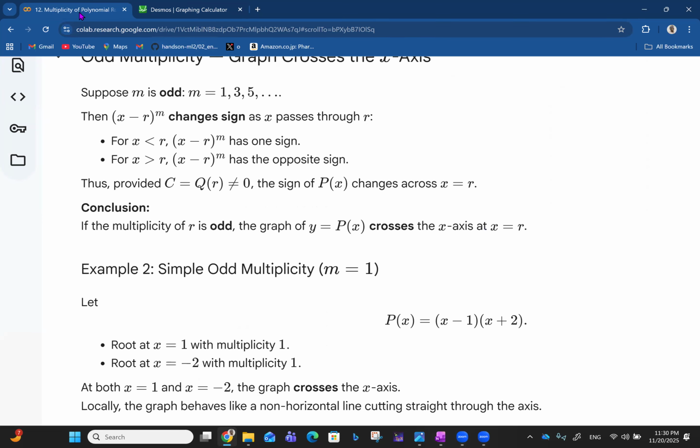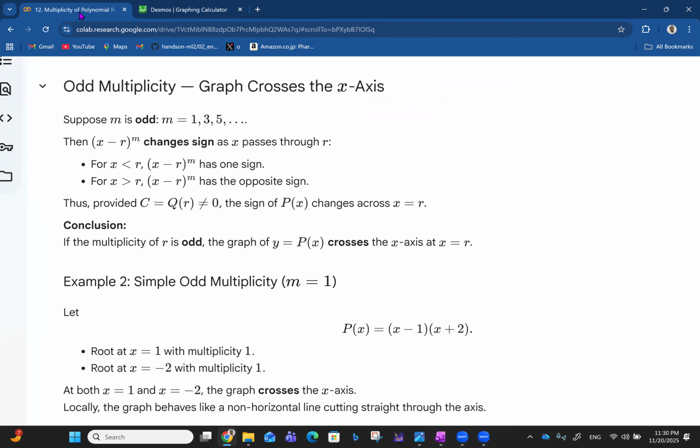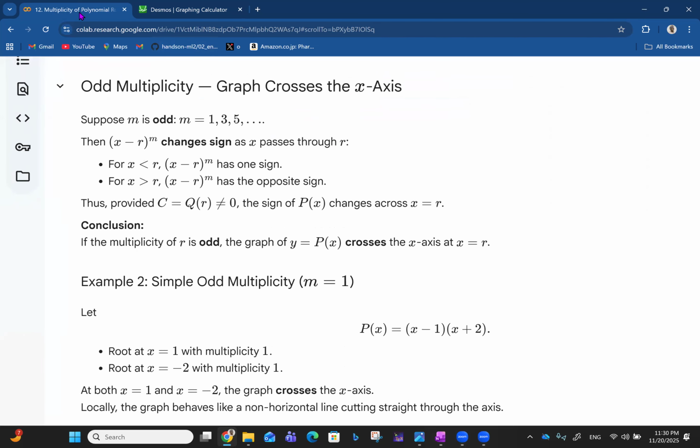So we talk about odd multiplicity, which I've given you an example of already in talking about x minus 5x plus 6. So odd multiplicity, graph crosses the x-axis. Suppose m is odd, that is m is 1, 3, or 5. Then (x minus r) raised to m changes sign as x passes through r. So for x less than r, (x minus r) raised to m has one sign.